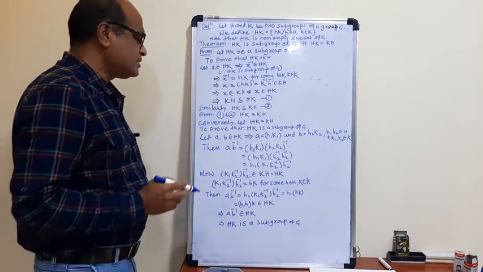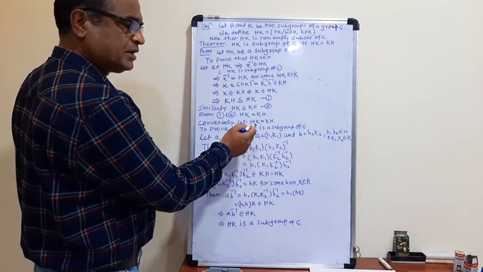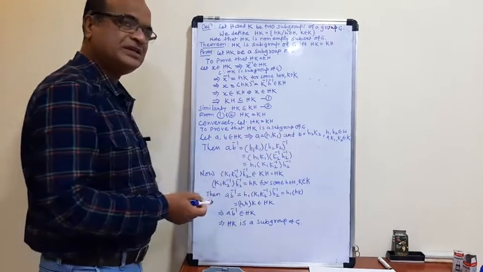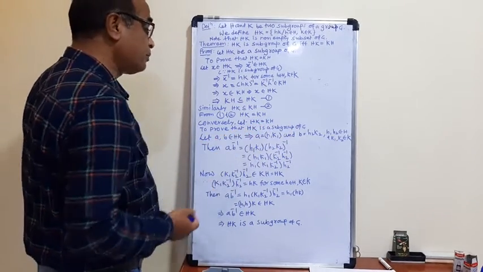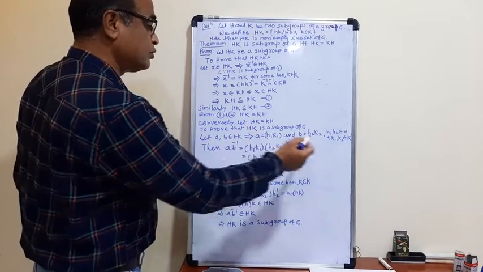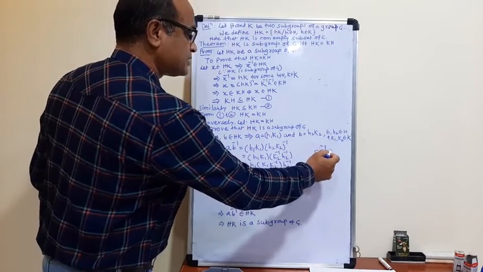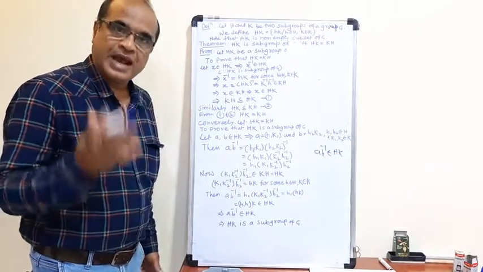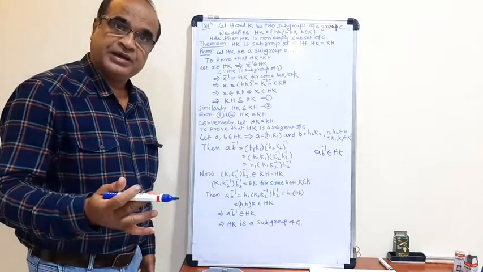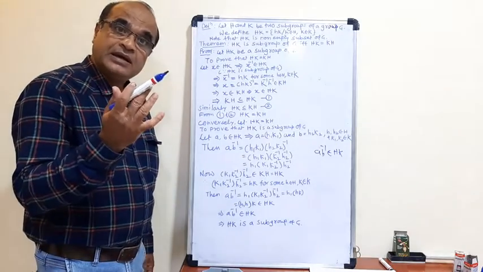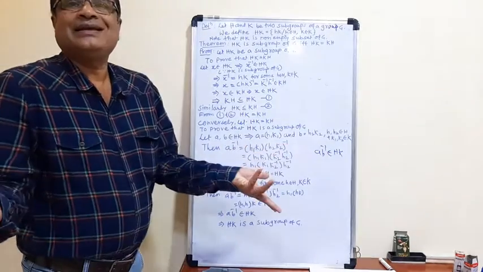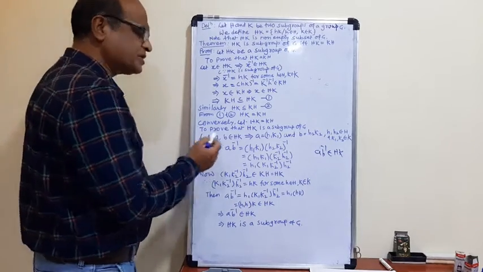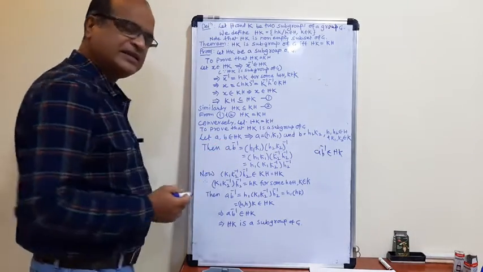Conversely, let HK equal KH, to prove that HK is a subgroup of G. Now we prove that AB inverse belongs to HK. If A is an element of HK and B is an element of HK, and AB inverse is an element of HK, then HK is a subgroup. So that is a very simple definition. Let A, B belong to HK.